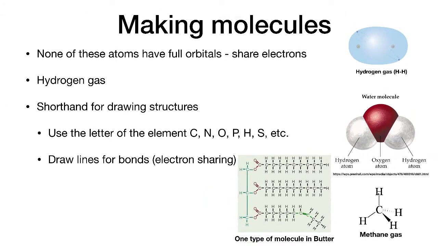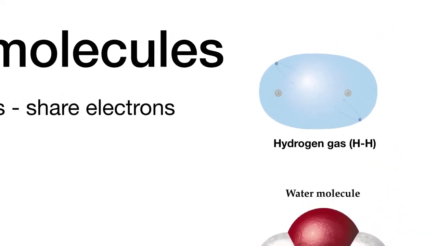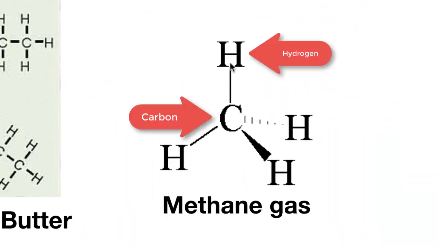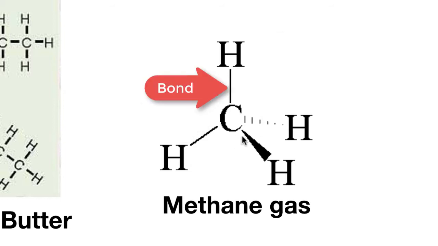It would be tiresome to continually draw all these orbitals, so scientists have come up with a shorthand for drawing molecular structures. Each element is represented by a 1 or 2 letter code, and these codes are found in the periodic table. And then the bonds between them are drawn as lines. For example, hydrogen gas, as shown here, is drawn as 2 H's with a line in between them to represent the bond. You can also draw semi-3D representations, as shown here for methane gas. We have a carbon and then bonds drawn to each of them, and a bond that's thicker is coming towards you and thinner is going away from you.